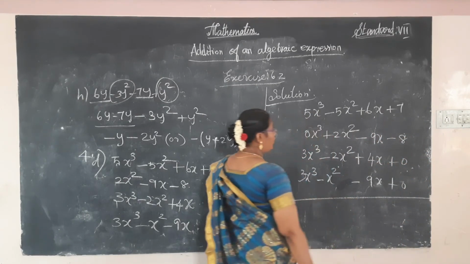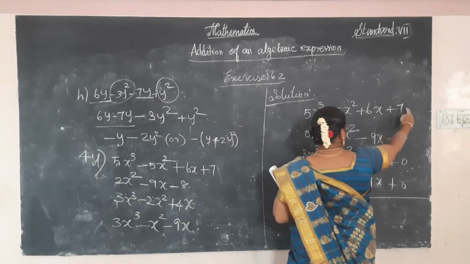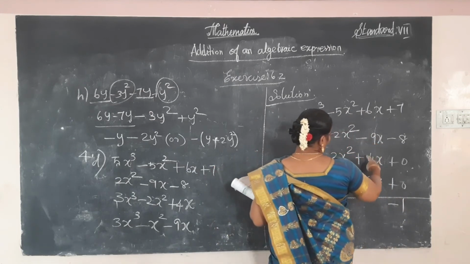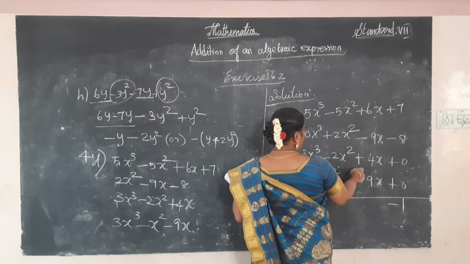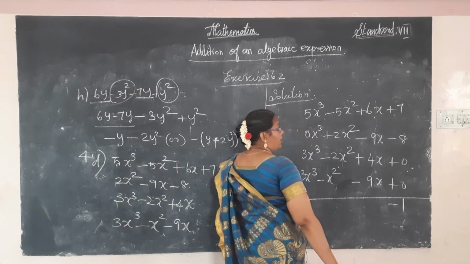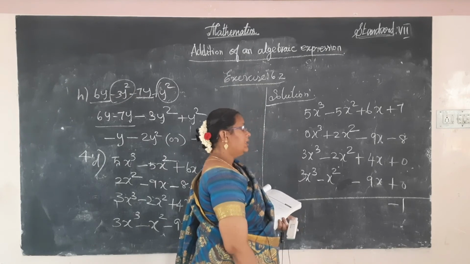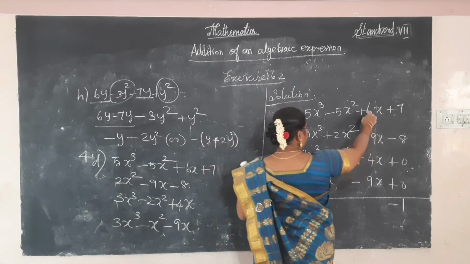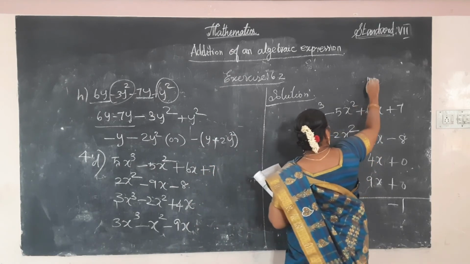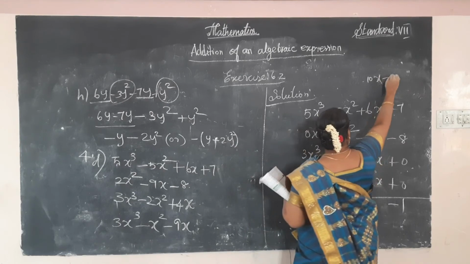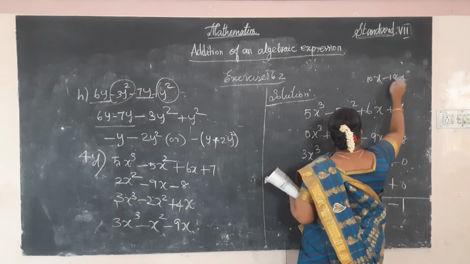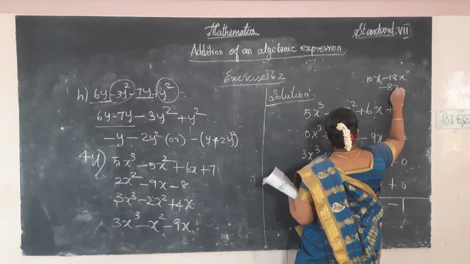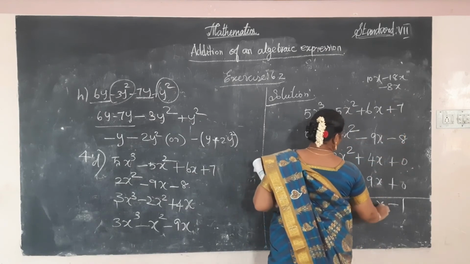Add these four expressions. Here one is positive, one is negative, so subtract and put the greater number's sign. So minus 1. For the x terms, two are negative and two are positive, so add the positive values and add the negative values, then compare these two values. So 6 plus 4 is 10x. Negative values: minus 9 plus 9 is 18x. Now we get two different signs, so subtract and put the greater number's sign. So minus 8x.